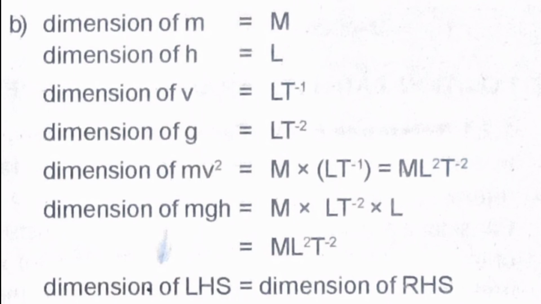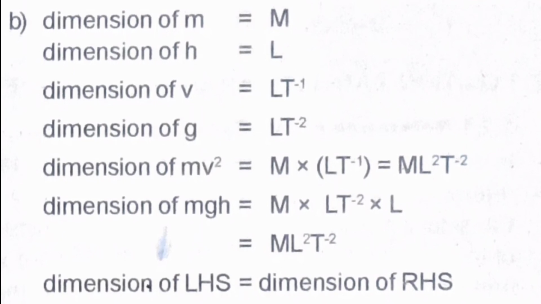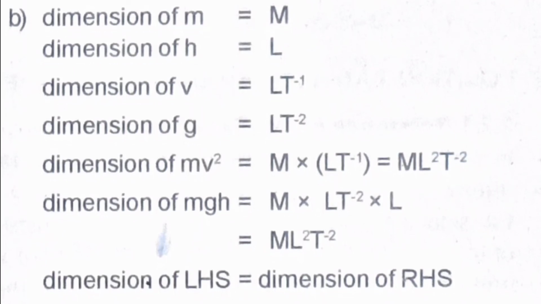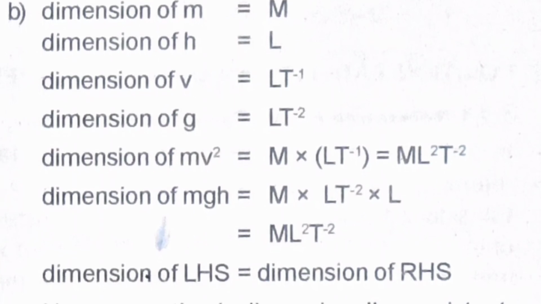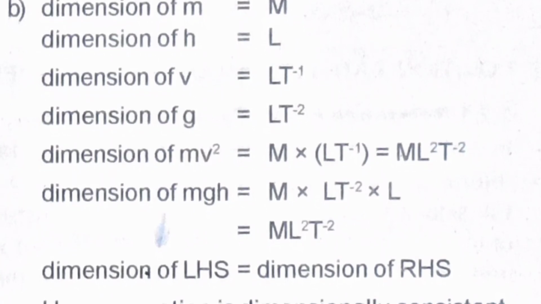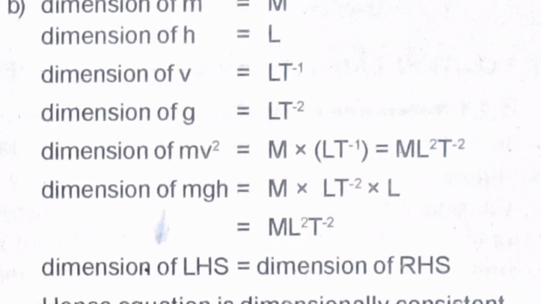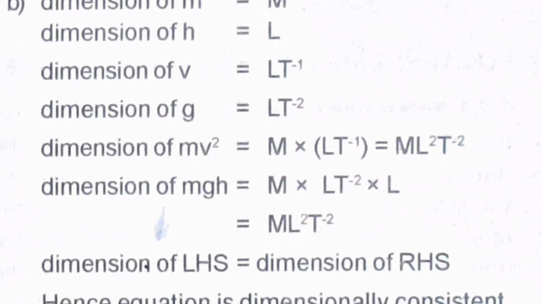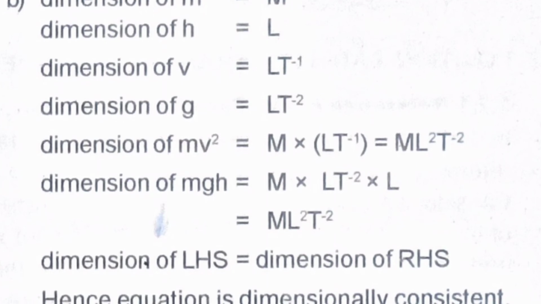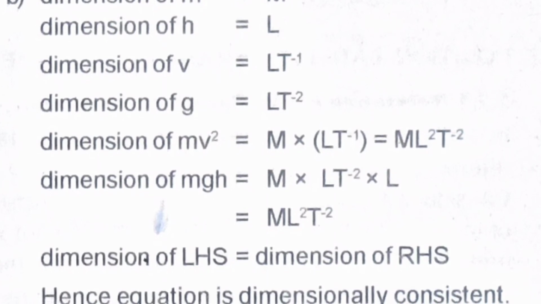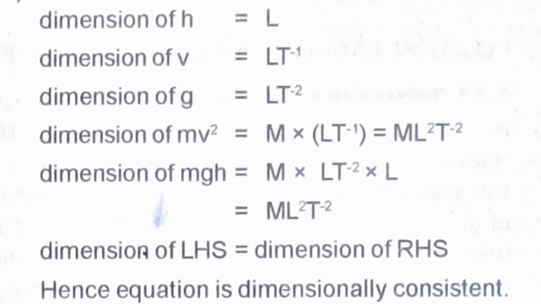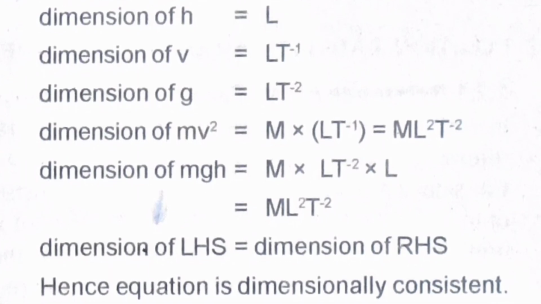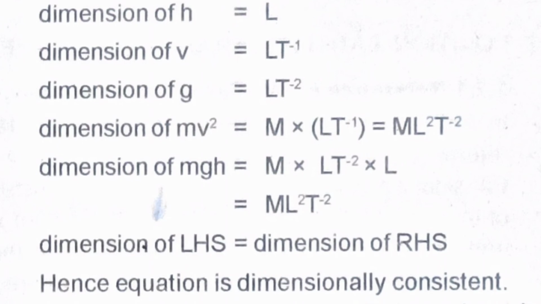Now we can answer the second part of the question. Here we have to check the correctness of the equation using dimensions. Which principle can be used here? Yes, we can use the homogeneity principle, right? We can find the dimension of each term separately. First of all, mv square and then mgh, the dimensions we have to find. So we can check the dimensions one by one.